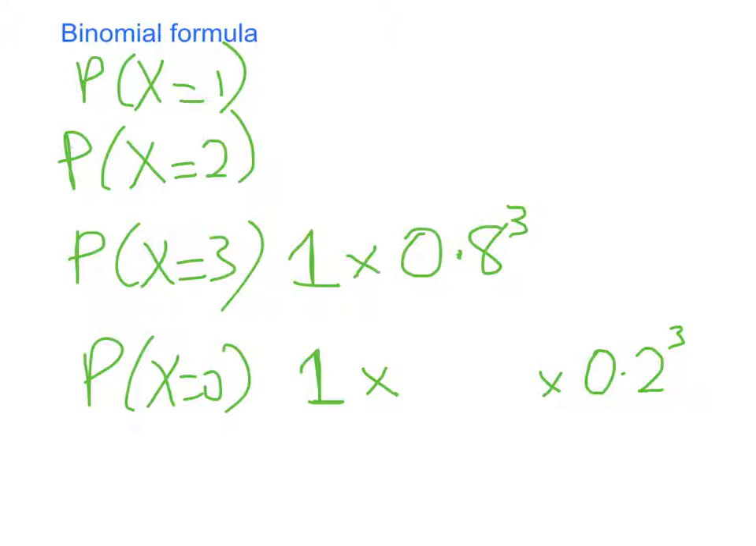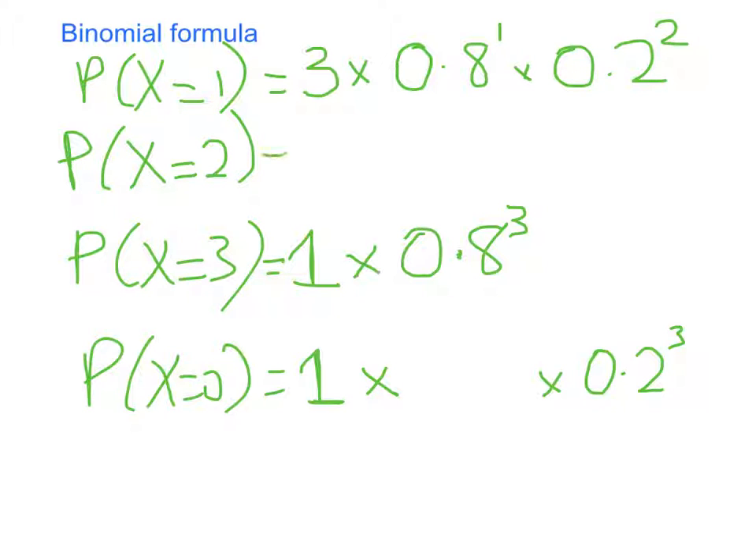When I got 1 tail, there were 3 ways that that could happen, because it could be the first, second or third in my experiment, right? So there were 3 ways, and getting 1 tail meant that I had 1 bit of tree with 0.8, and then I had 2 bits of tree with 0.2. When I had 2 tails, there were 3 different ways on the tree for that to happen, and that meant that I had 2 sprigs of tree with 0.8 and 1 with 0.2.